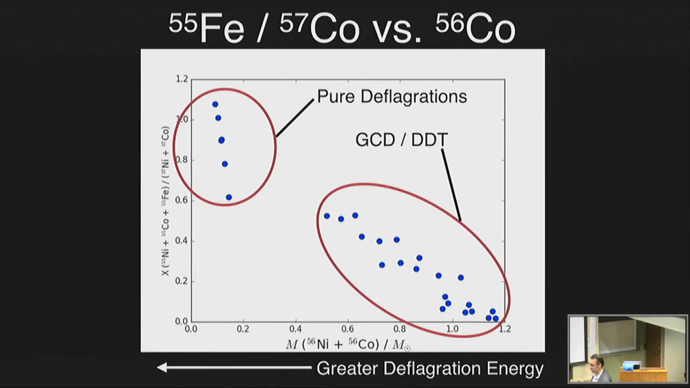Why this trend? Well, to produce this amount of nickel 56, you need a dense white dwarf. So there can't be very much pre-expansion in the white dwarf. Therefore, you need very little deflagration. Therefore, you produce very little iron 55 and cobalt 57. As you enhance the deflagration energy release, you enhance the ratio of iron 55 to cobalt 57.